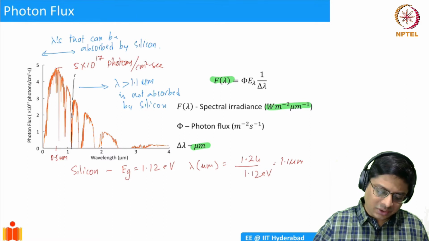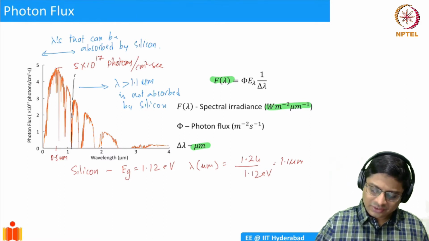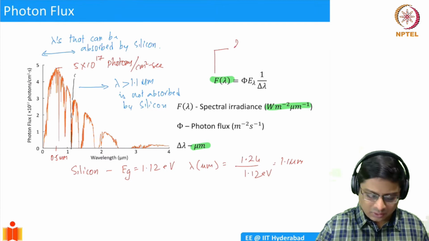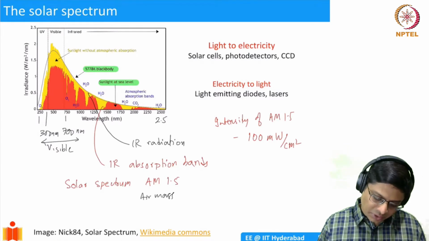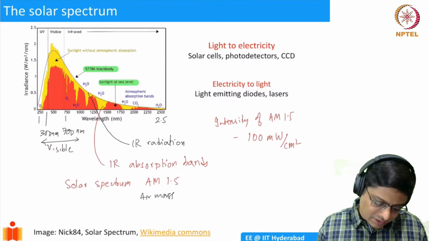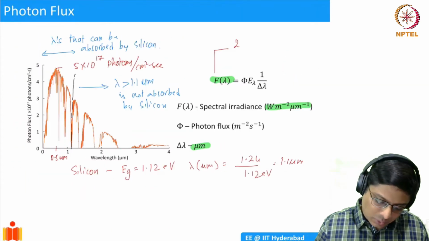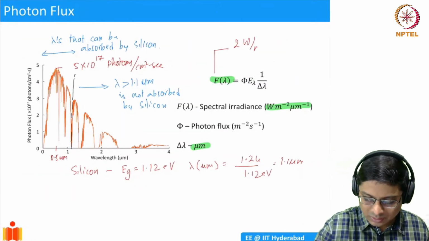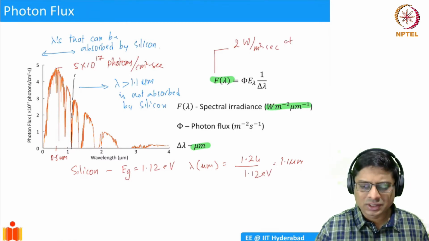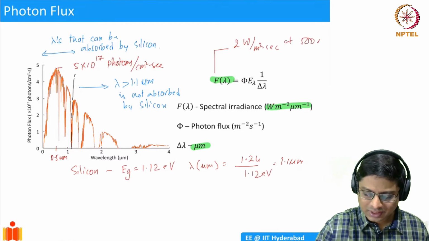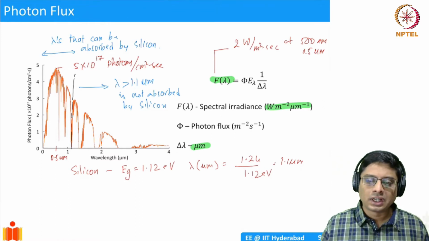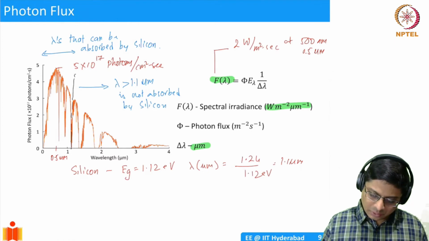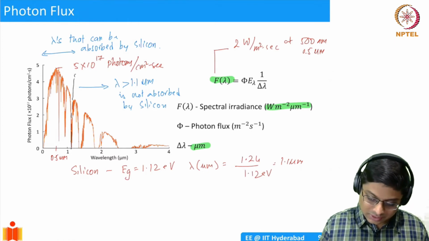So essentially, if you take the spectral irradiance, and I'll give you some numbers. We saw this in the first graph, right? This is at AM 1.5. If you take AM 0, or okay, if you take the irradiance outside, in space, it's roughly about 2 watts per meter square per second at, let's say, typically 500 nanometers, or 0.5 micrometers. Just take it this way, and then try to compute the number of photons, okay?